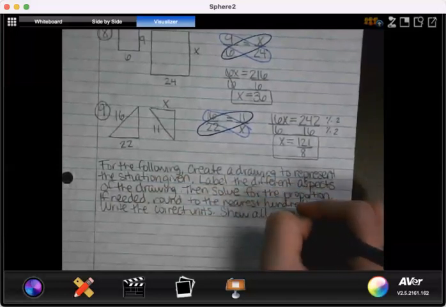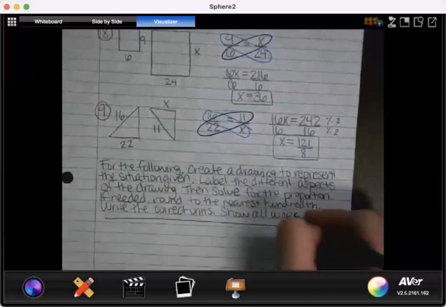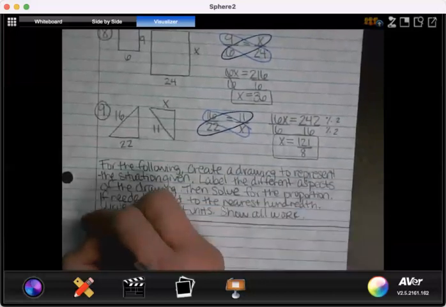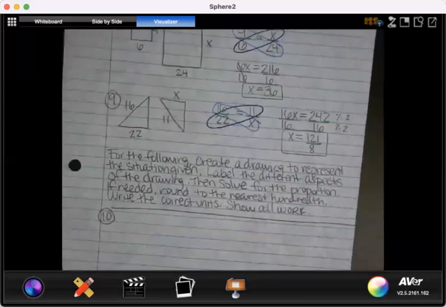So again, to clarify, when we're working with just the proportions or just the similar figures, your answer should be fractions. And when you're working with the word problems, you can have decimals.